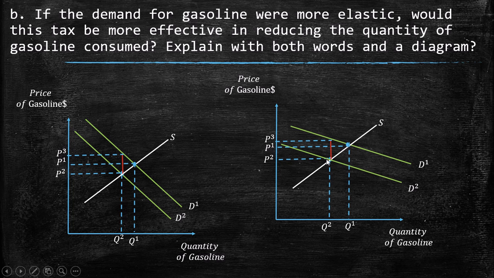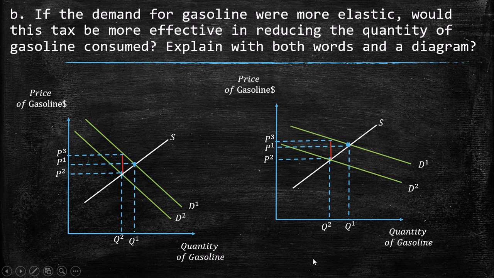So what does it mean? It means that even though the tax is going to be split between consumers and sellers, there's going to be more of the tax burden on the supply, because they are just going to receive this. The difference is going to be larger, P1 minus P2, than P1 to P3. It means that the curve which is more elastic is going to suffer less from the tax.